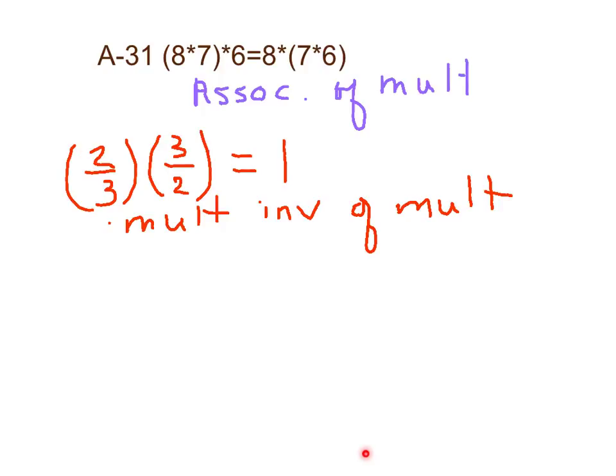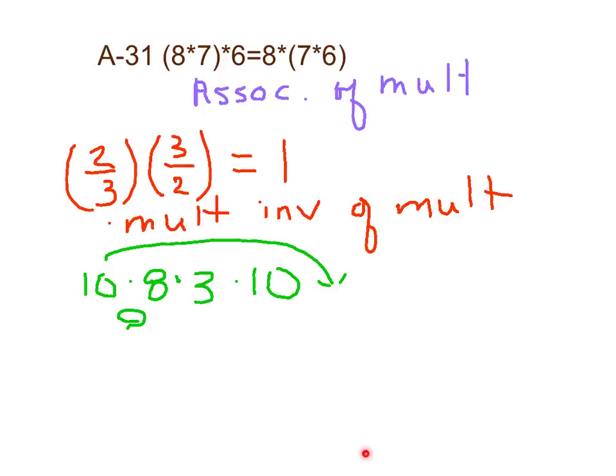And then finally, let's take a quick look at number 19, which says 10 times 8 times 3 times 10, and I want to do this in my head. So I think what I'll do is take this 10 and commute it all the way over to there. So that's going to give me 8 times 3 times 10 times 10.